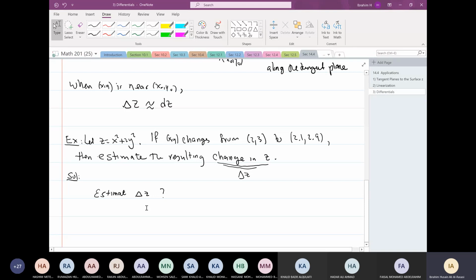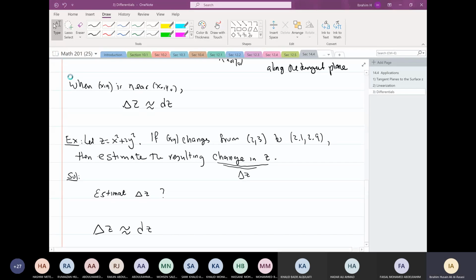Now, do you have a formula for estimating delta z or not? We have the formula, right? Delta z is approximately equal to dz. This is the formula. You just go and apply it. If we have a formula, things become very simple. So the answer is delta z is approximately equal to dz.